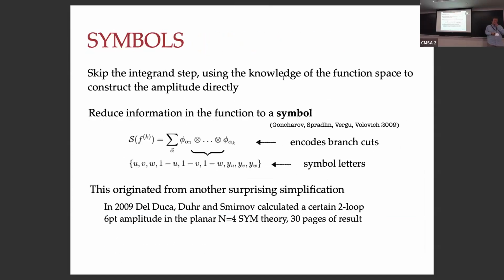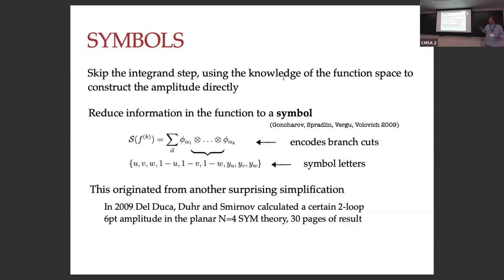And it happens to be that there is a very convenient reduction of information of these functions of many variables, because they have to parameterize the momenta, into some code called the symbol, which encodes the branch cut structure of the amplitude. So it's not the function directly, but it encodes the branch cut structures. It's a code which involves some entries, and these entries are filled by something called symbol letters, which tell you where the branch cuts are and what type of branch cuts these are.